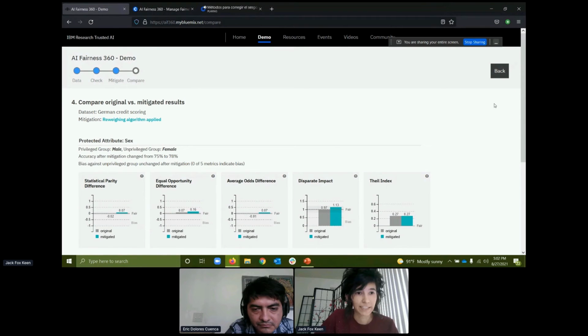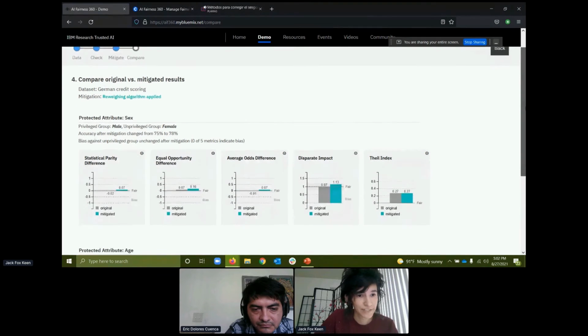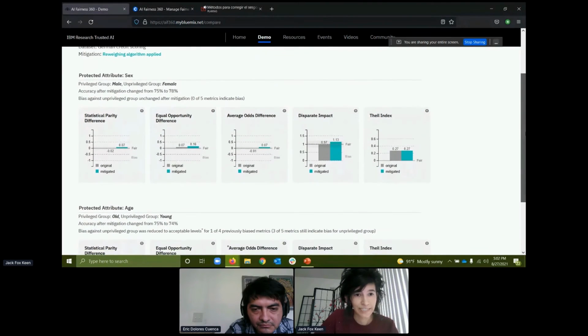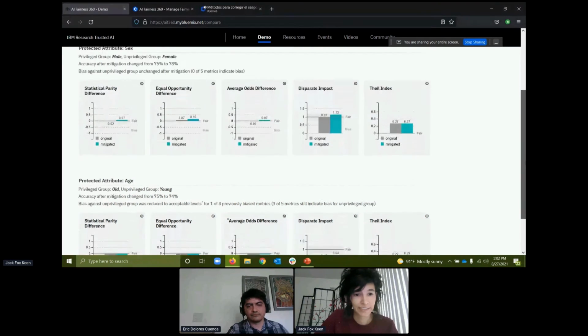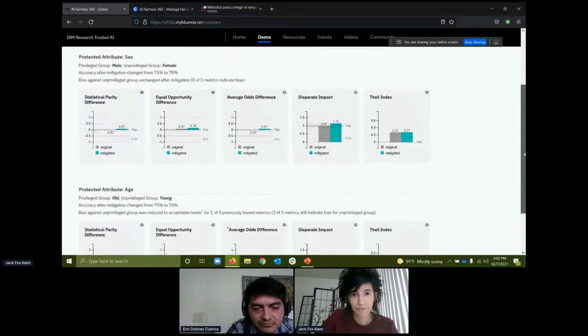And then you can compare the original versus mitigated results, and you can see the differences here. So it is a really neat tool that I encourage everyone to look into.